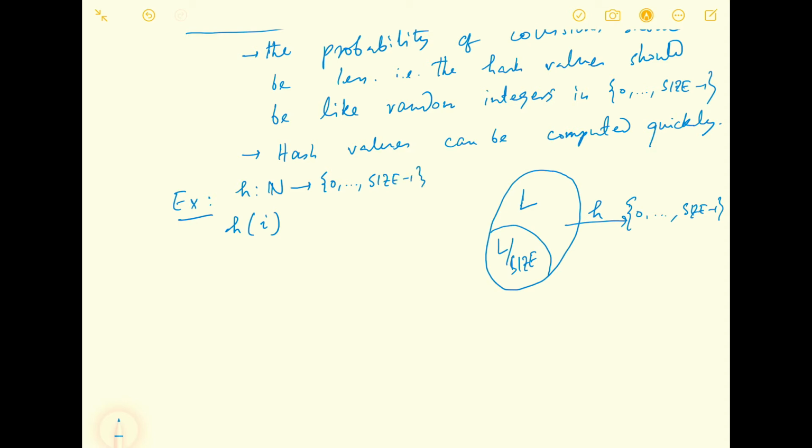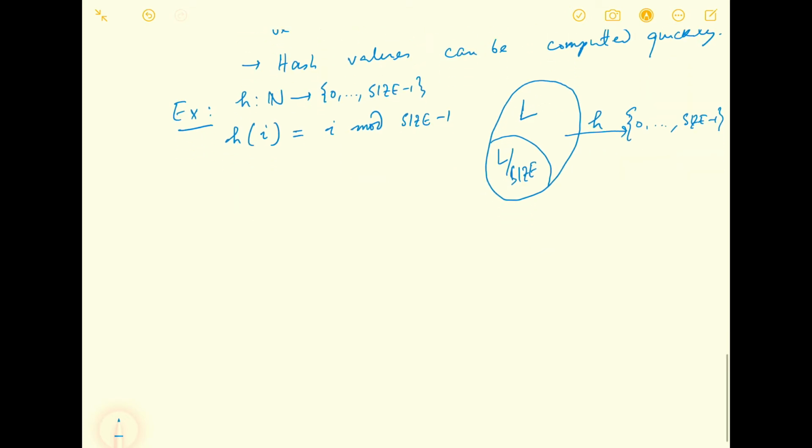So if you have i, you define the hash value to be i mod size minus 1. This is not a good hash function because the hash values clearly form a pattern. If you take consecutive values in the domain, the hash values will also be consecutive. So this is one example of a not-so-good hash function.